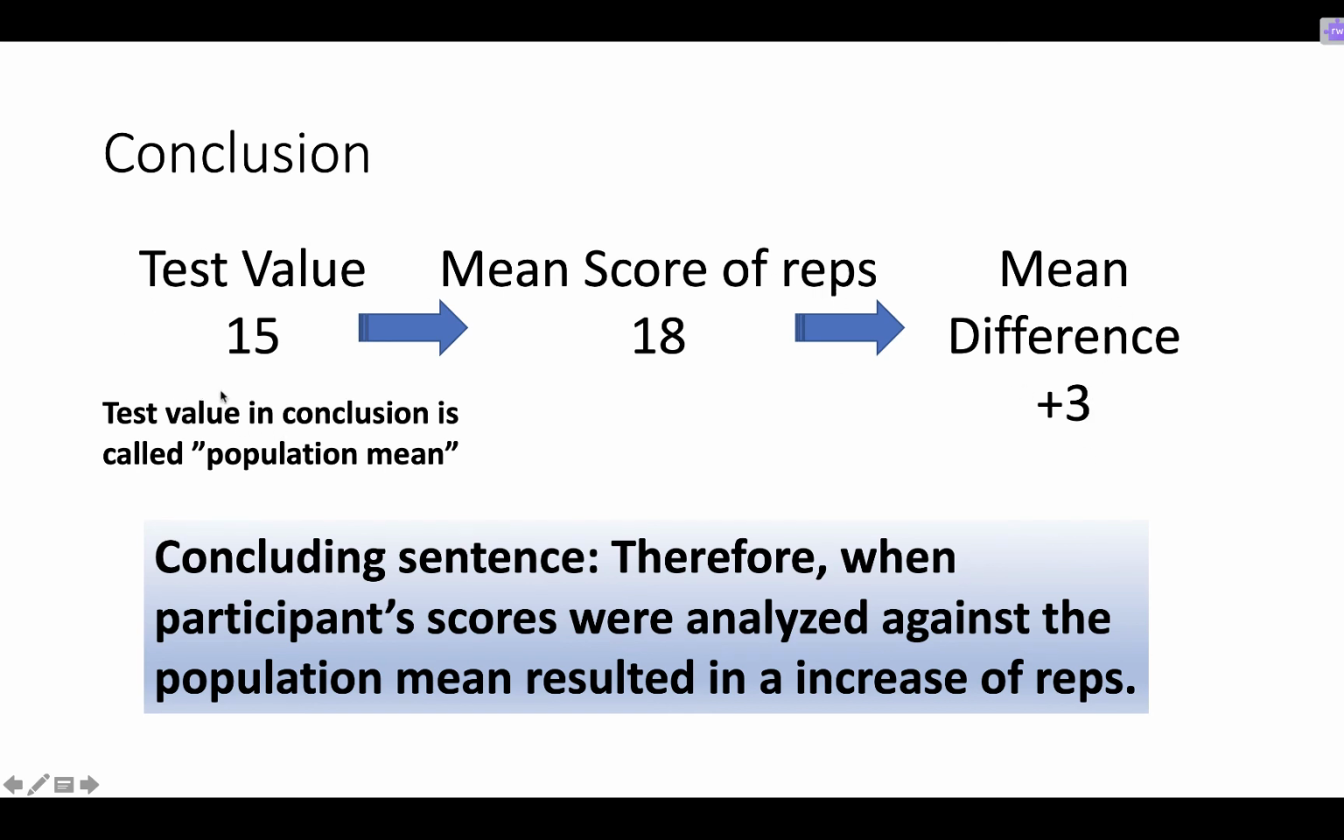When we write it up in the conclusion, instead of test value, it's going to say population mean. So here's the concluding sentence. Therefore, participant scores were analyzed against the population mean, and it resulted in an increase in reps.